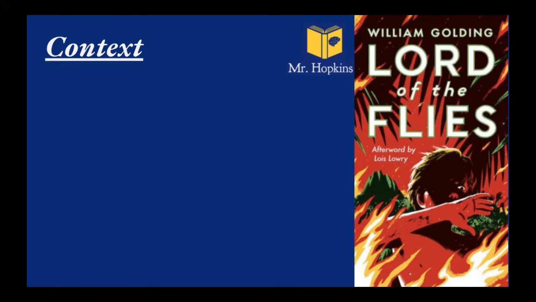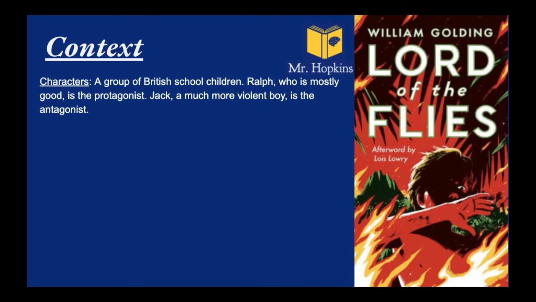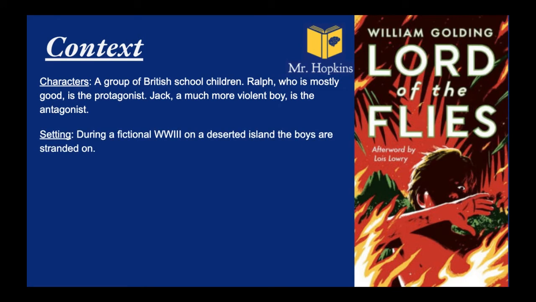So let's look at some examples. We're going to do 4 examples in this video, so it might take a little while, but hopefully it gives you enough to understand. Now, the first book we'll talk about is Lord of the Flies. The characters in this book are a group of British schoolchildren. Ralph, he's mostly good, he can be a bit of a bully. He's the protagonist, and Jack is a much more violent boy. He is the antagonist. It's set during a fictional World War III era on a deserted island, and the boys are stranded on it. Their plane gets shot down as they escape World War III.